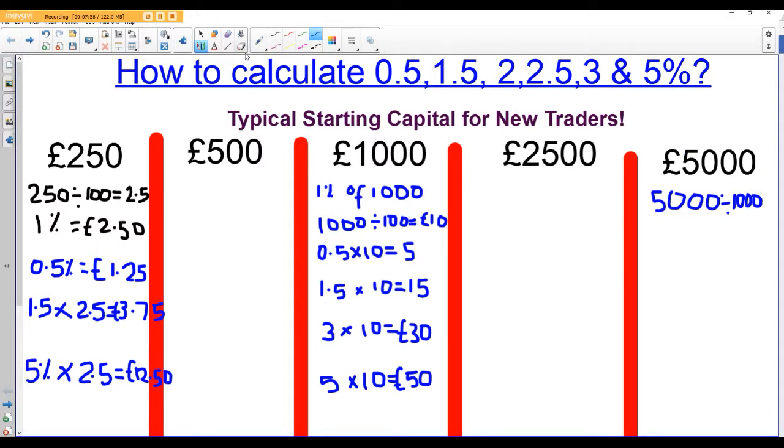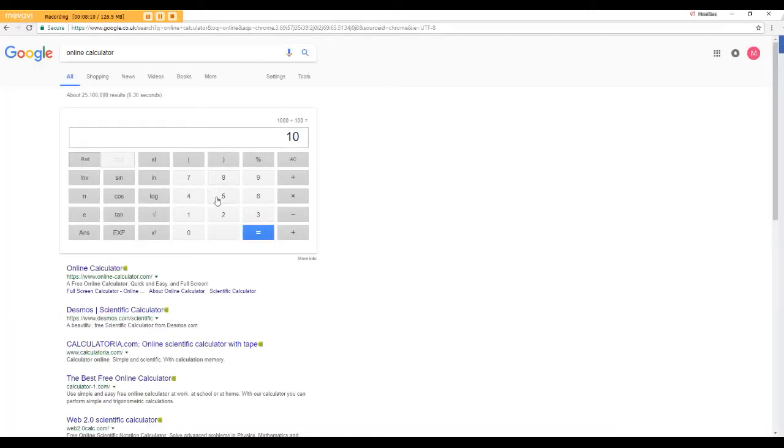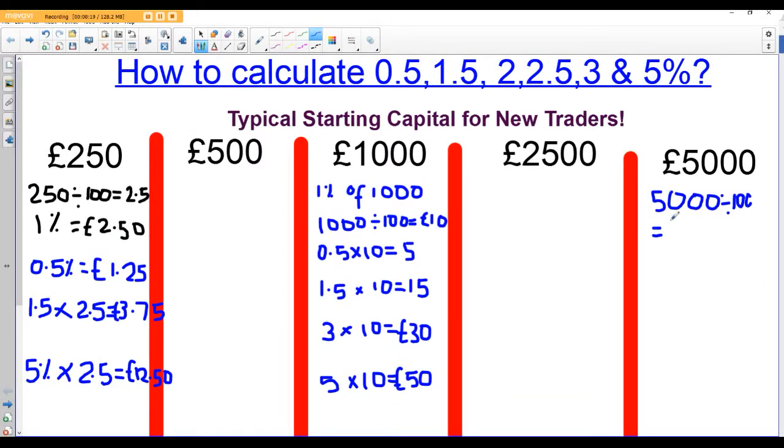Sorry, 100. Okay, and that now becomes, do it in the calculator again. So 5,000 divided by 100. So we've got our 5,000 divided by 100, and you get 50, right? Okay, so we don't have to use our brain at all.